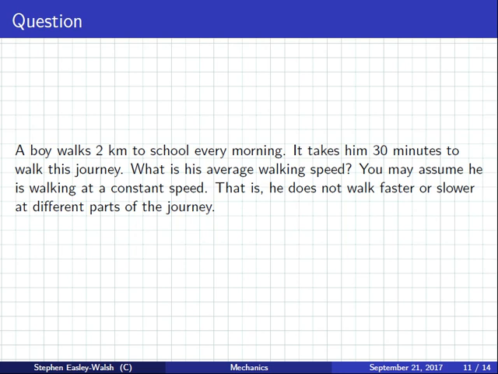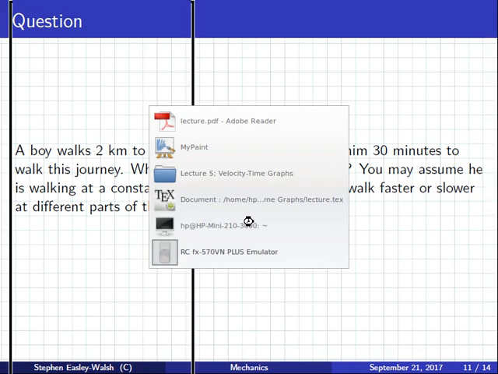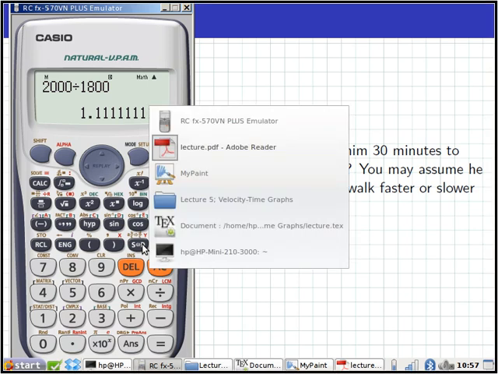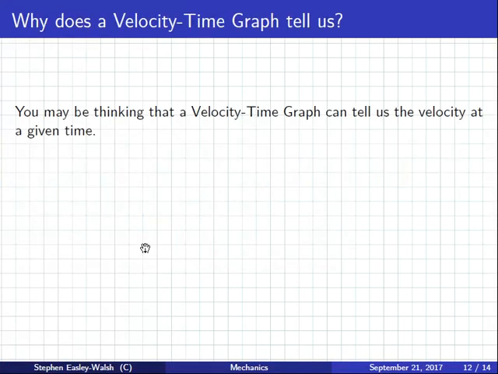That sounds about right. It's about 4,000 over 3,600, so it should be a little bit more than 1. Let's have an exact answer here. Well, if you want to do it like this, 2,000 meters divided by 1,800 seconds. 1.11 meters per second is his speed. That's okay? I think that should be okay.